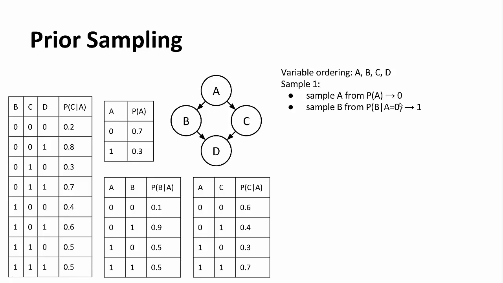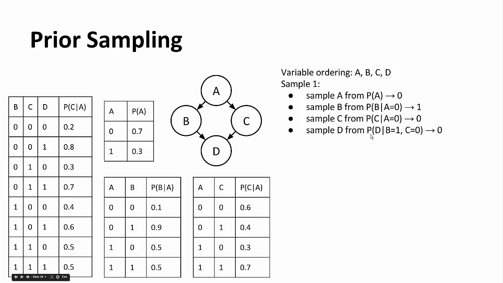Let's just move down the list. We'll now sample B from the table, the probability of B given that A equals 0, because we know what the value for A is above, so we sample from this table conditioned on A. Say that we find that B is 1. Just moving down the line, we'll sample C from the probability of C given A equals 0, because once again we've already sampled A. Say that we get 0 for that.